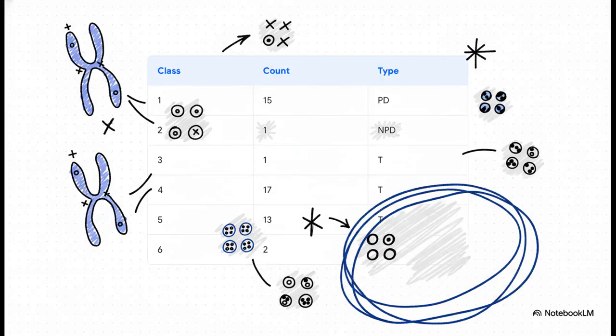All right, here's our raw data from the experiment. As you can see, we found 6 different classes of tetrads. The table shows us how many we counted for each class and what type it is. So for example, class 1 is a parental ditype, and we found 15 of them. Class 2 is a non-parental ditype, and look, we only found 1. Then classes 3 through 6 are all different kinds of tetratypes. If you add up all those counts, we get a total of 49 tetrads. This table has every clue we need to solve our puzzle.